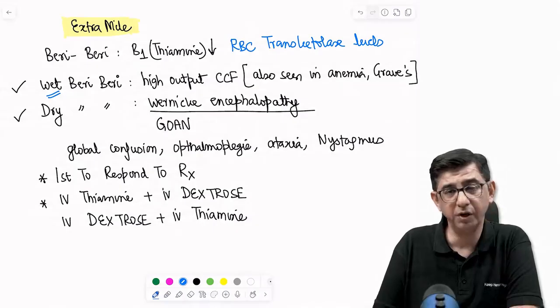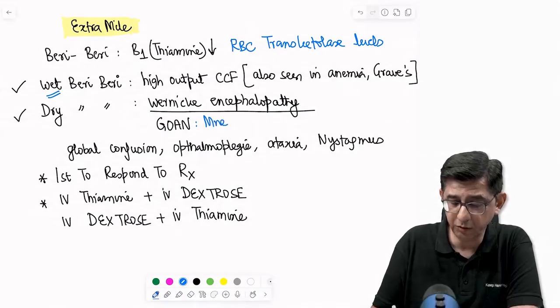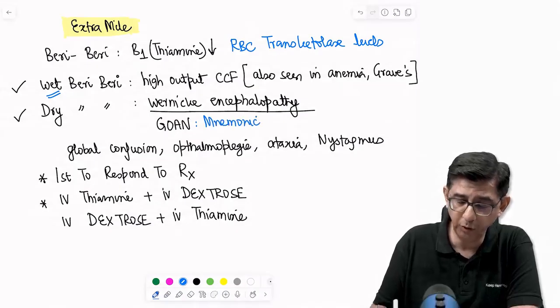Dry beriberi will cause Wernicke's encephalopathy. The mnemonic is GOAN. You all know this. G would be global confusion. O would be ophthalmoplegia.